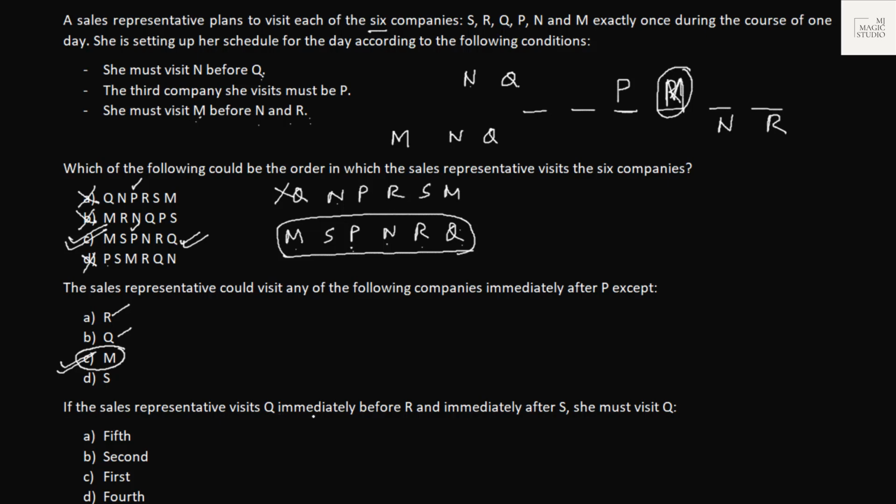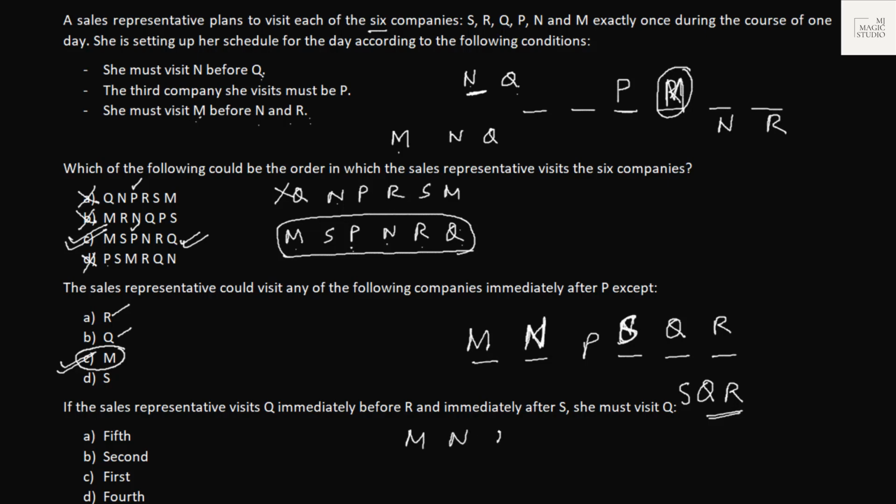If the sales representative visits Q immediately before R, so it is something like this. M should be before P, we know that. Q is after R. So it is, immediately before R, it is QR. And N should be before Q. M should be before NQ. So we can have Q, R, N, M should be here, and Q immediately before R and immediately after S, it should be like this, S. It should be S here. N should be before M. After M. I think this will be the perfect pattern.